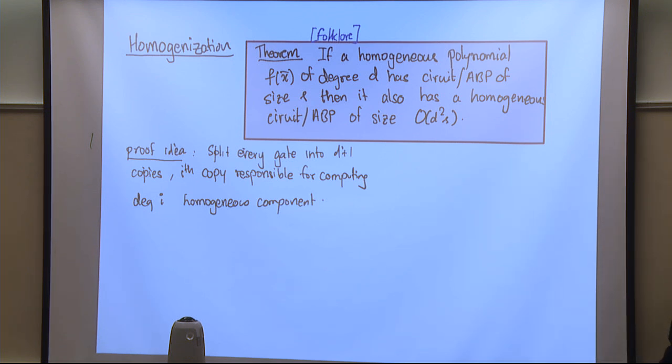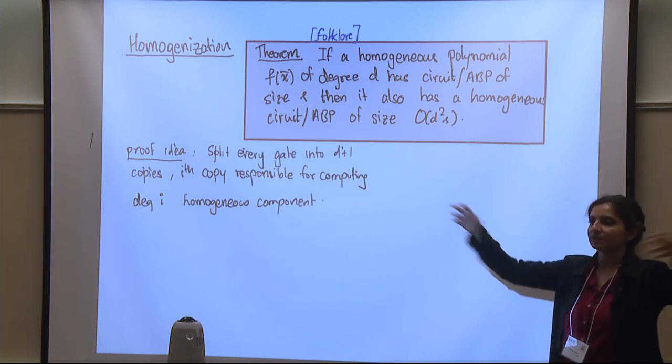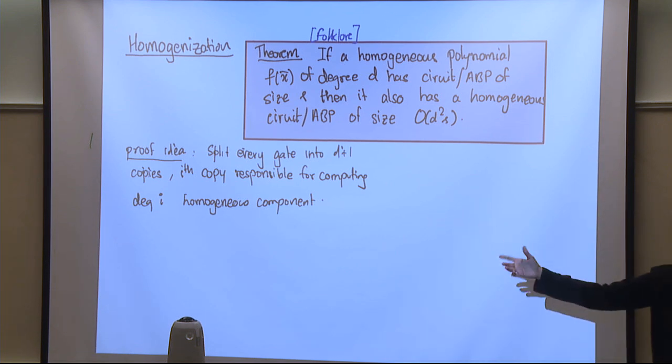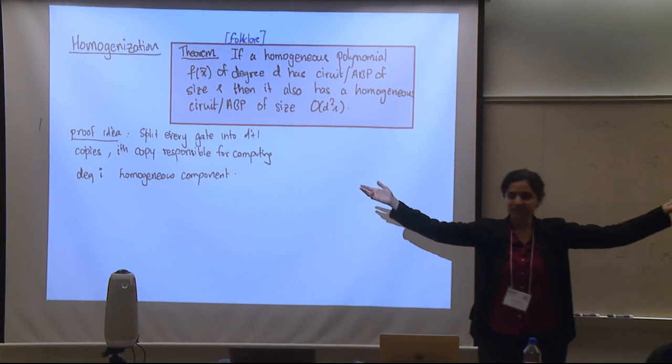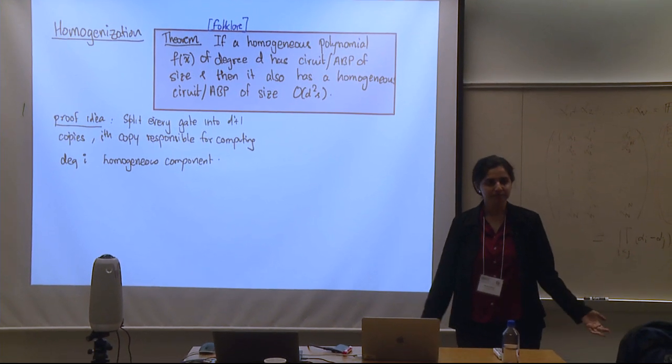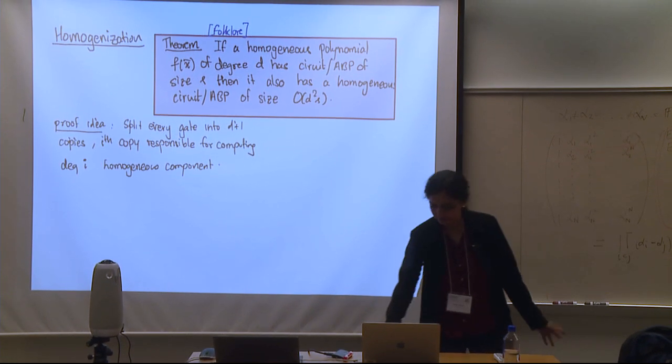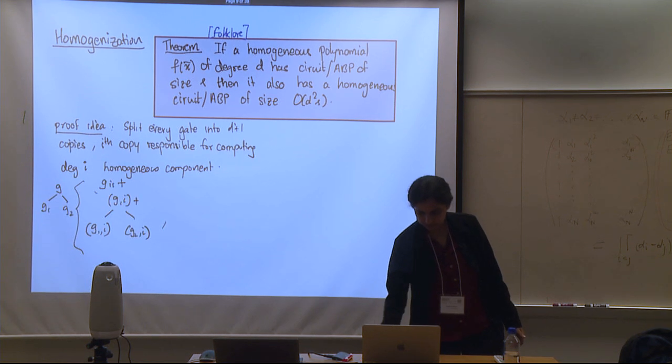And I'm going to tell you the proof. It's quite easy actually. The proof is that you just try to compute each degree D component separately, and just inductively keep building these degree D components. That's really like a one-line idea for this. But let me do a proof by pictures again.